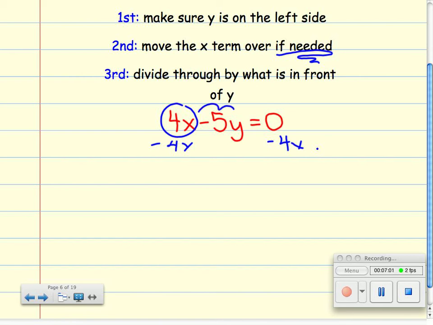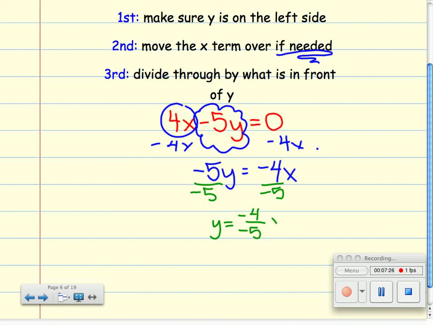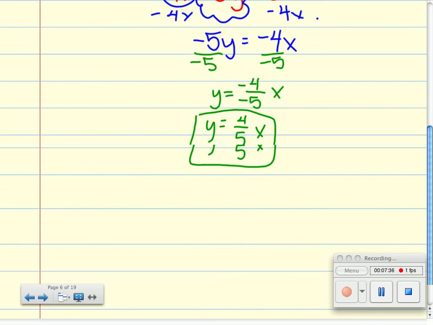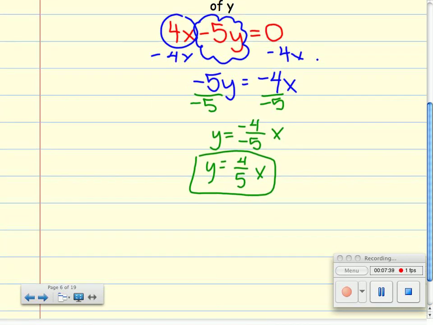So I'm left with this. I'm left with a negative 5y, right? Negative 5y is equal to a negative 4x. Now I need to divide through by what's in front of my y. That's the 5. So I'm going to divide both sides by negative 5. And y is equal to negative 4 over negative 5x, which is equal to 4 over 5x, because the negatives cancel out. So that 4/5 is the constant of variation. That would be the k in front.